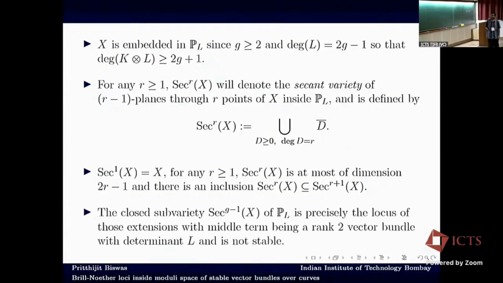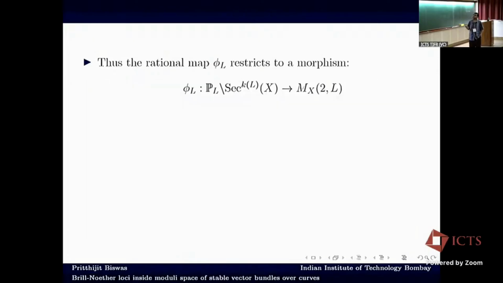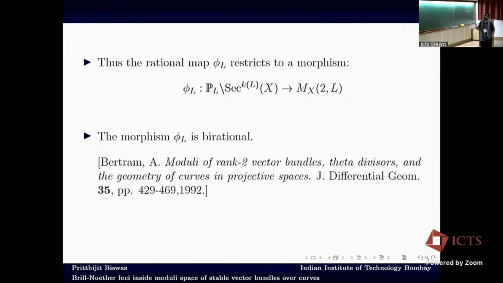And the closed subvariety Sec g minus 1 of X in PL is precisely the locus of extensions with middle term not stable. So this is the bad locus, and this has to be thrown out to get a morphism. So Bertram actually shows that he resolves, through a sequence of blow-ups, this rational map into a morphism, and from his proof, it follows that phi L will be birational.